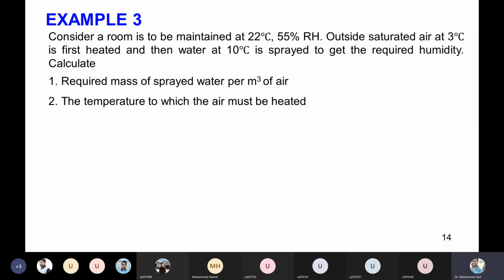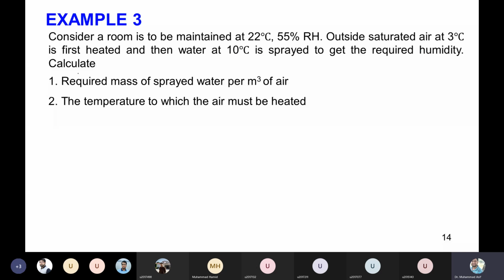Okay, so let's try to calculate another example. This is example 3. Consider a room to be maintained at 22 degrees C and 55% relative humidity. This is the requirement that you have to maintain through an air conditioning process, whereas the outside air is saturated air at 3 degrees C, which is first heated and then water at 10 degrees C is sprayed to get the required humidity, right?